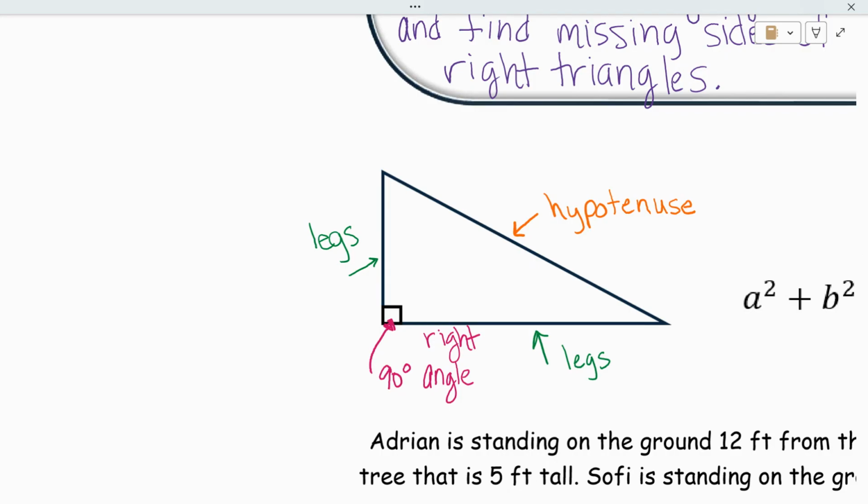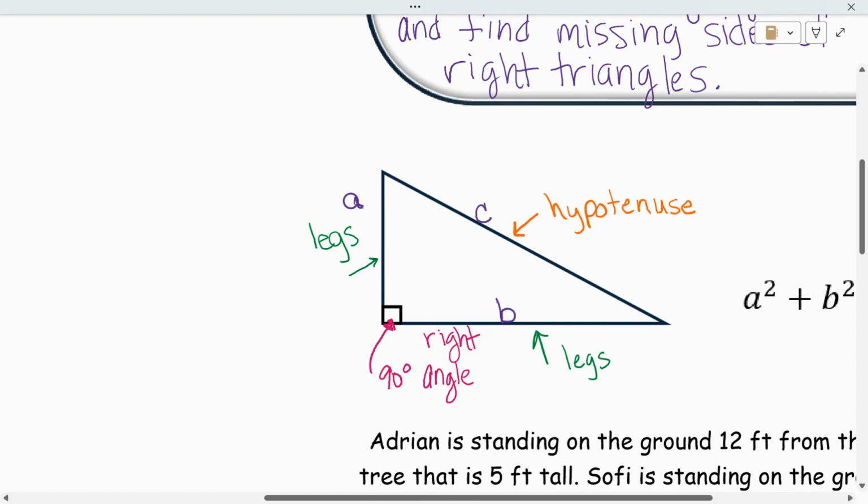So what the Pythagorean theorem says is that the sum of the squares of the legs is equal to the square of the hypotenuse. So we say that the legs, we call one of them A, and we label the other one B, and the hypotenuse is always labeled C.